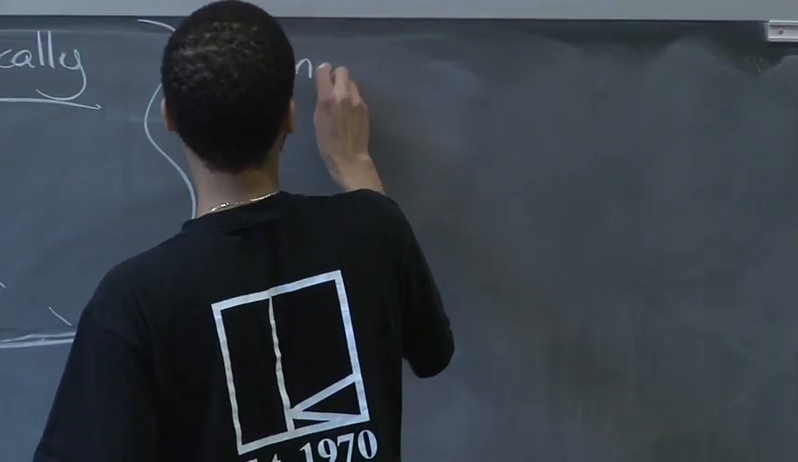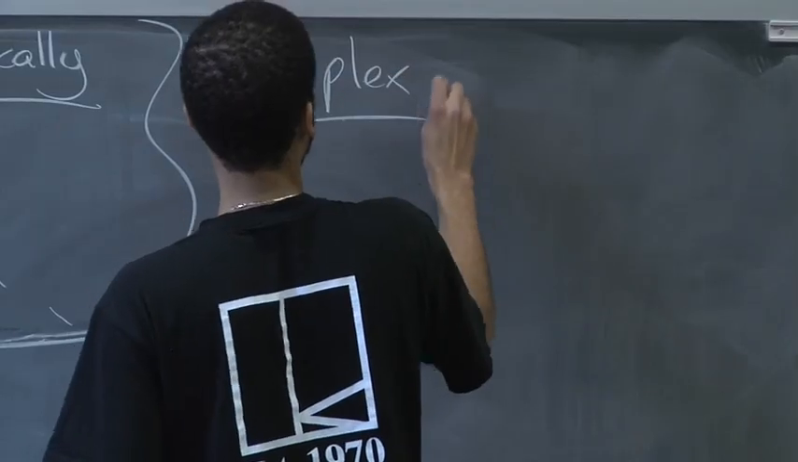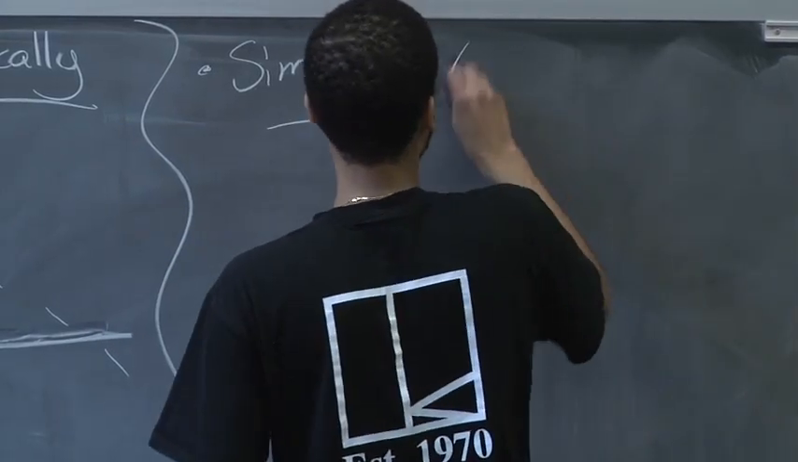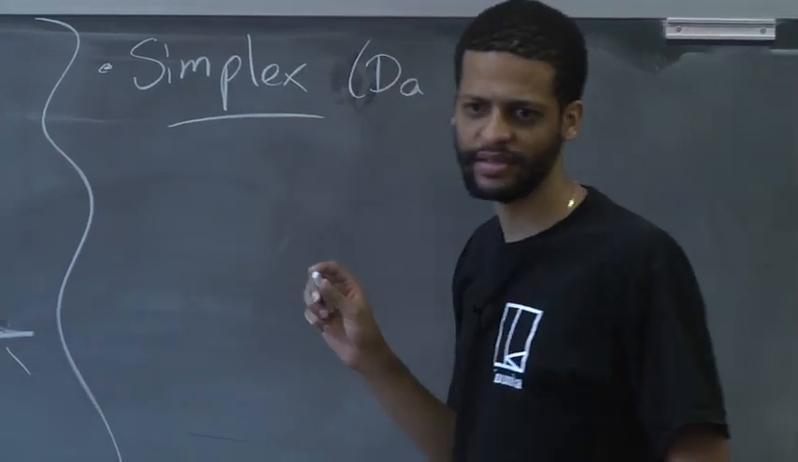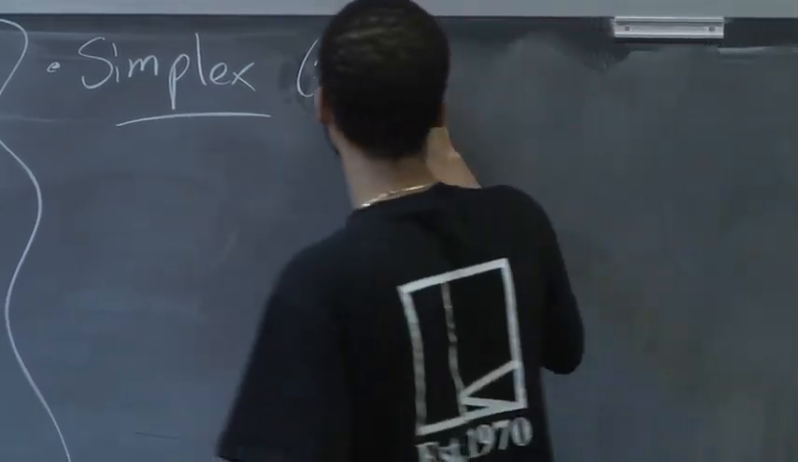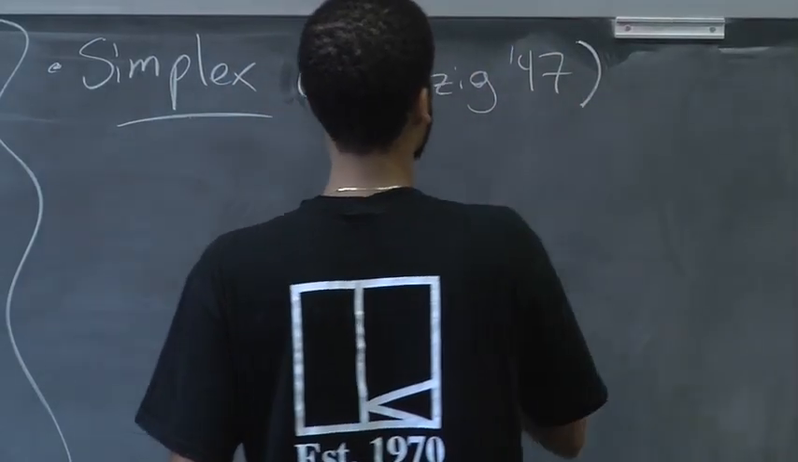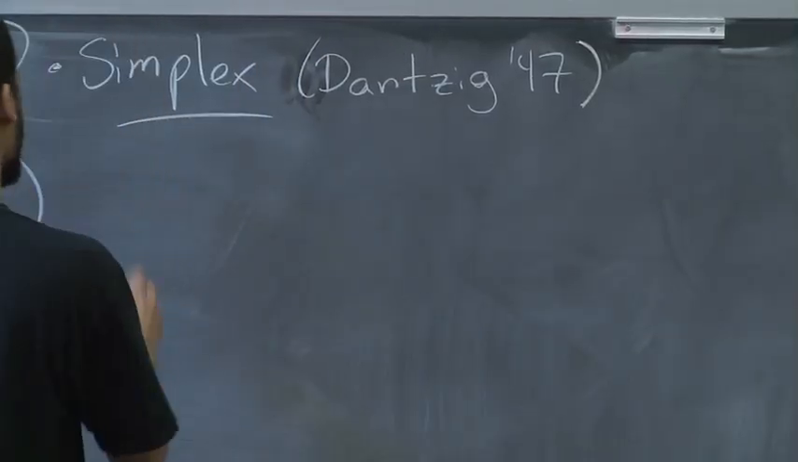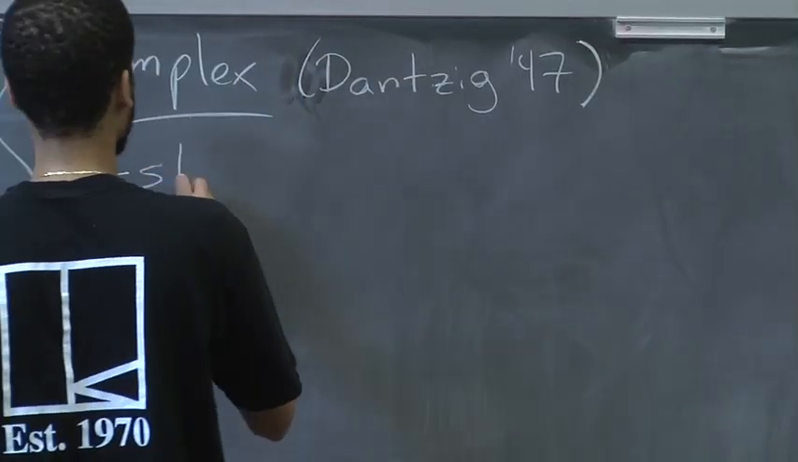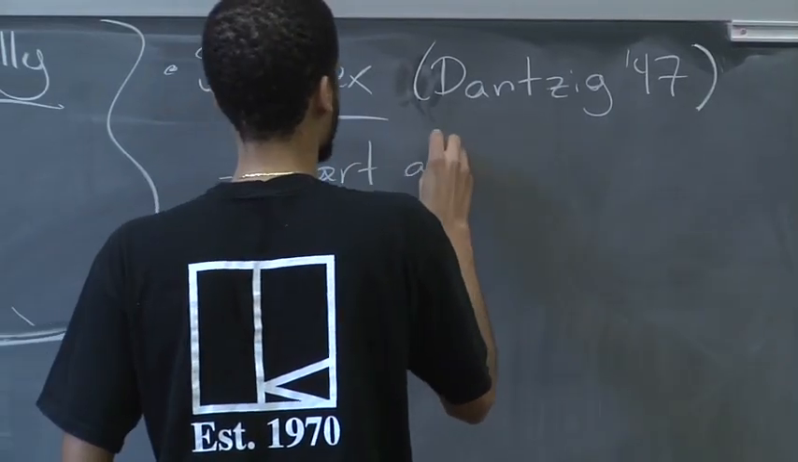Okay, so simplex, it's by Dantzig. Oh, do I have a scribe for today? Okay, great. Dantzig in '47. Start at some vertex.